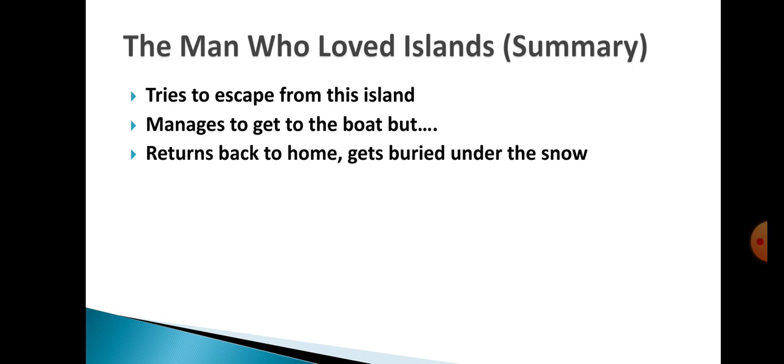He says to himself, come on, the snow is going to conquer you. You should conquer the snow. Snow should not conquer you. And he returns back home and he makes coffee for himself. But the snow is falling, and it's falling heavily, and toward the end we see that he's buried under the snow. And that's the end of the story.